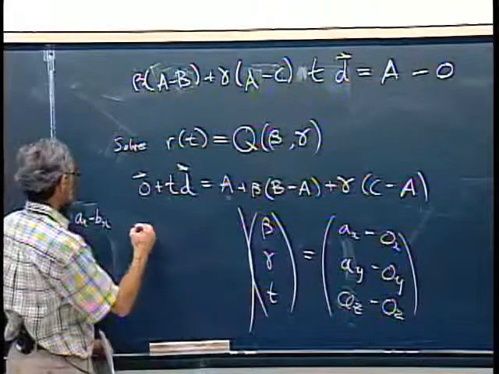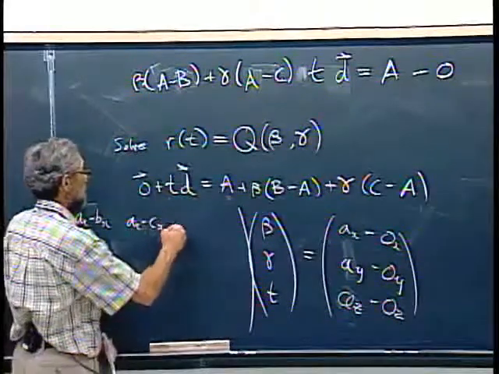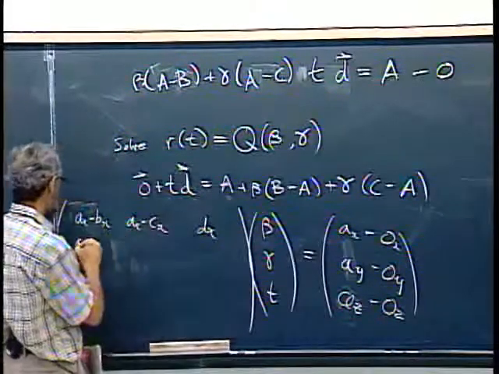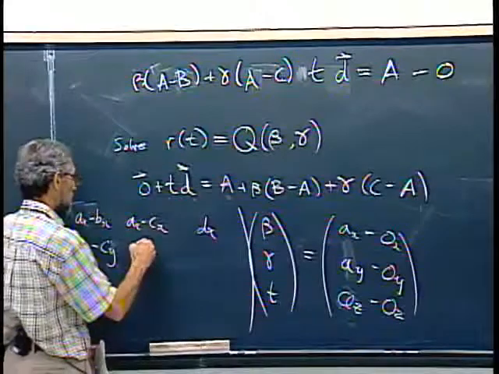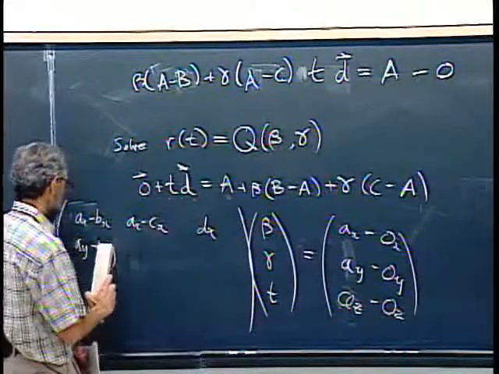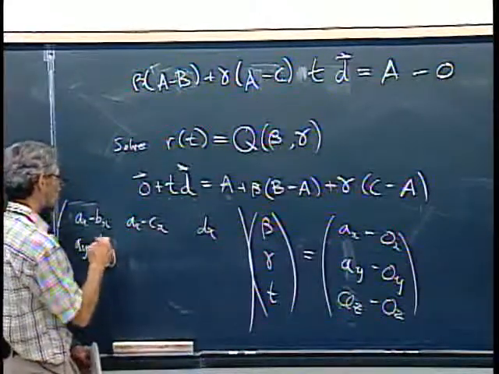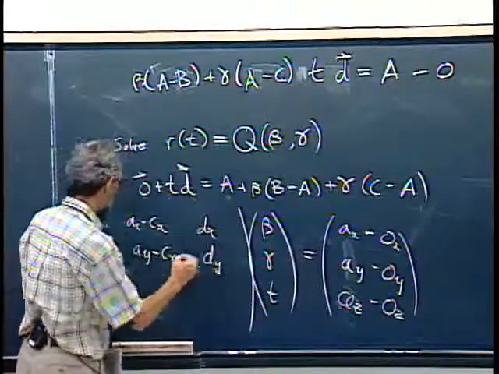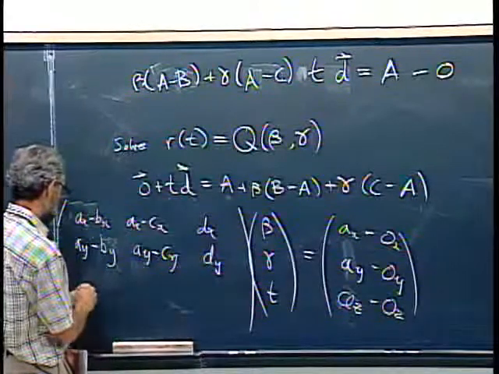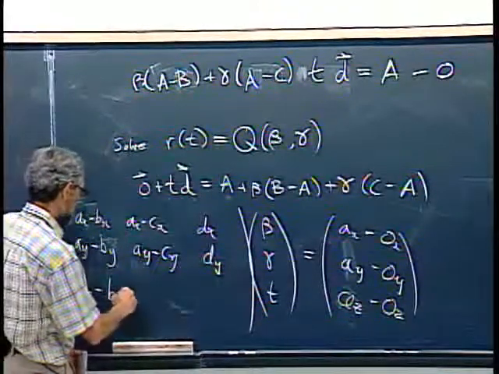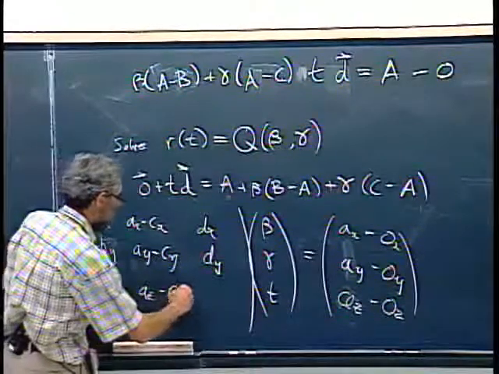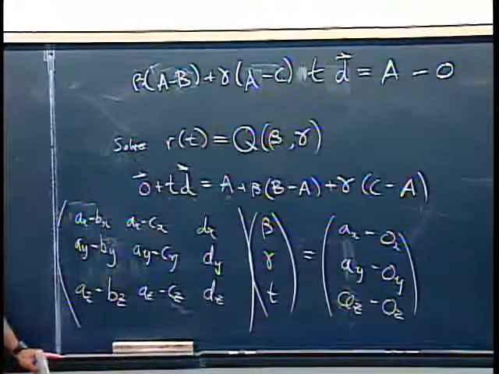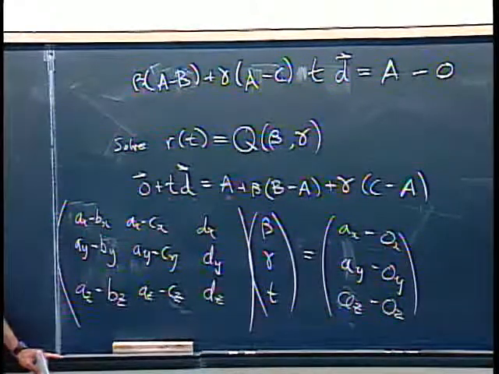Let's see. So now the x component is going to be AX minus CX, and the x component of this is going to be DX. And similarly, AY minus BY, AY minus CY, and DY. And this is going to be AZ minus BZ, AZ minus CZ, and DZ. Okay, so I've given the matrix form of the three equations and three unknowns.